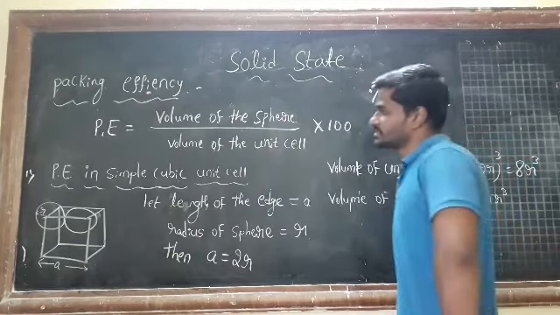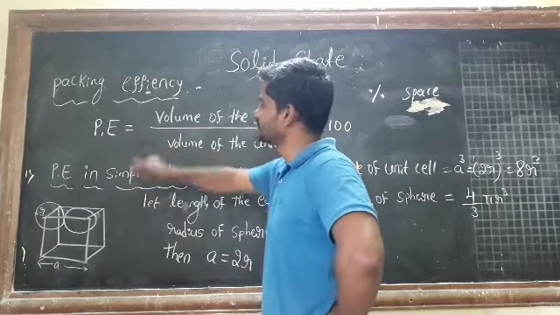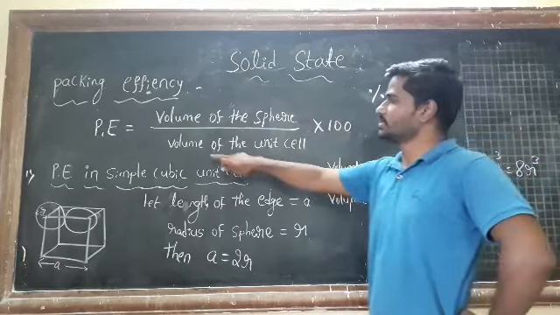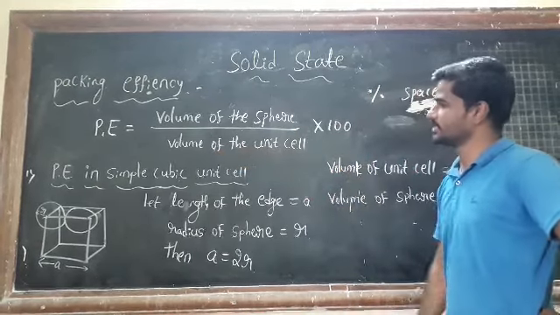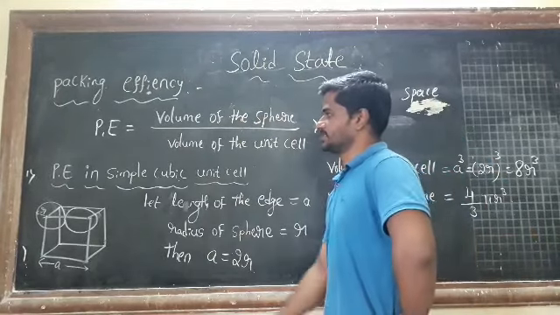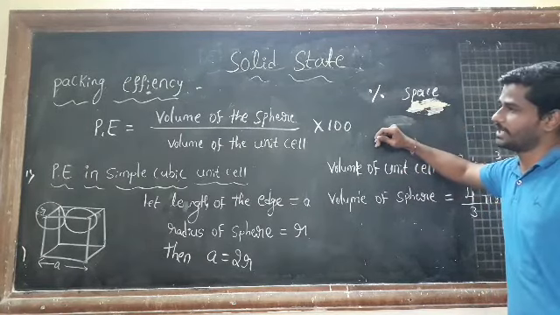So this packing efficiency is calculated by the formula: packing efficiency is equal to the volume of the sphere divided by the volume of the unit cell, into 100. It gives the packing efficiency. So this is the formula to calculate the packing efficiency.